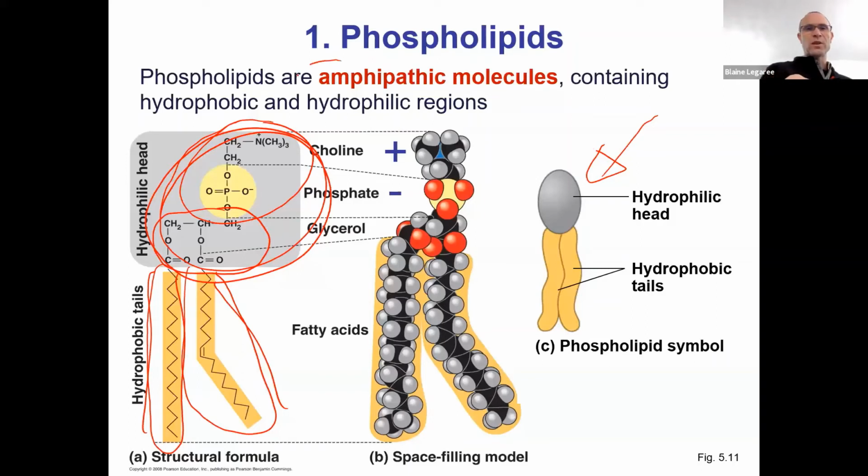You can see the word is up here, amphipathic. So usually I write a definition on the board for amphipathic, but I'll just tell you orally what that means. It means a molecule just like a phospholipid. It's a molecule that contains hydrophobic and hydrophilic regions.